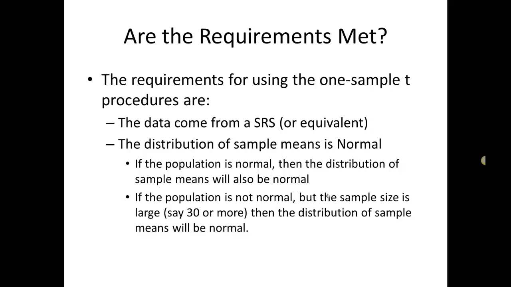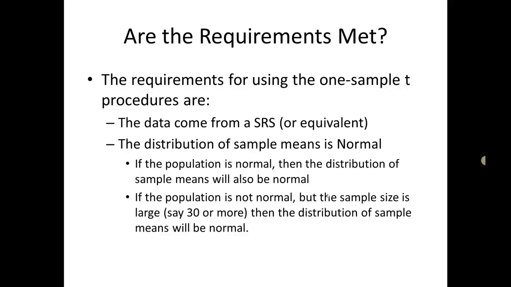So first thing we do before we can actually do any hypothesis tests or confidence intervals is check the requirements. There's two requirements for using the one sample T procedures. The first requirement is that the data comes from a simple random sample or equivalent, and the second requirement is that the distribution of sample means is normal.